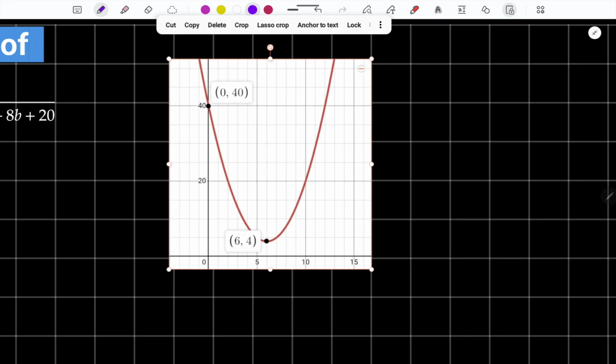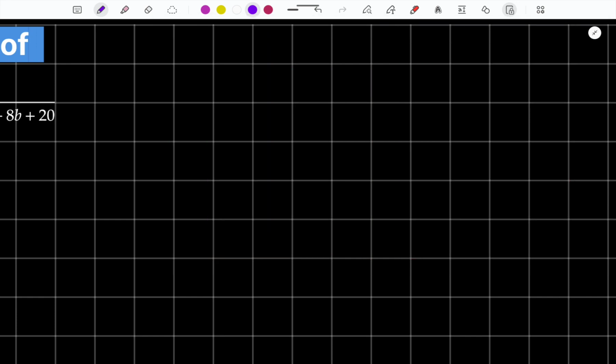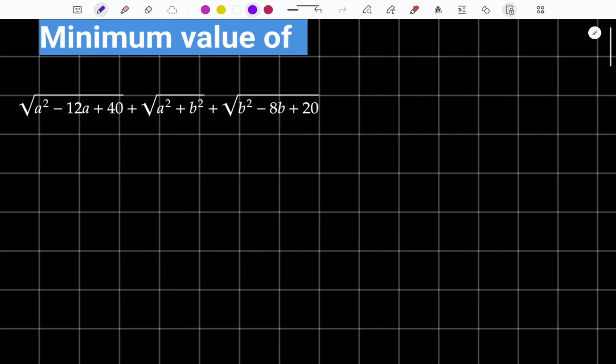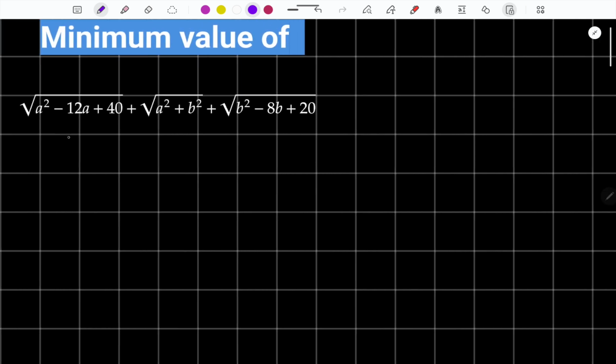Okay, so from these graphs I wanted to conclude the range of a and b. What I am taking is a value more than 0 and less than 6, and b value more than 0 and less than 4. Okay, so this is what you should remember.